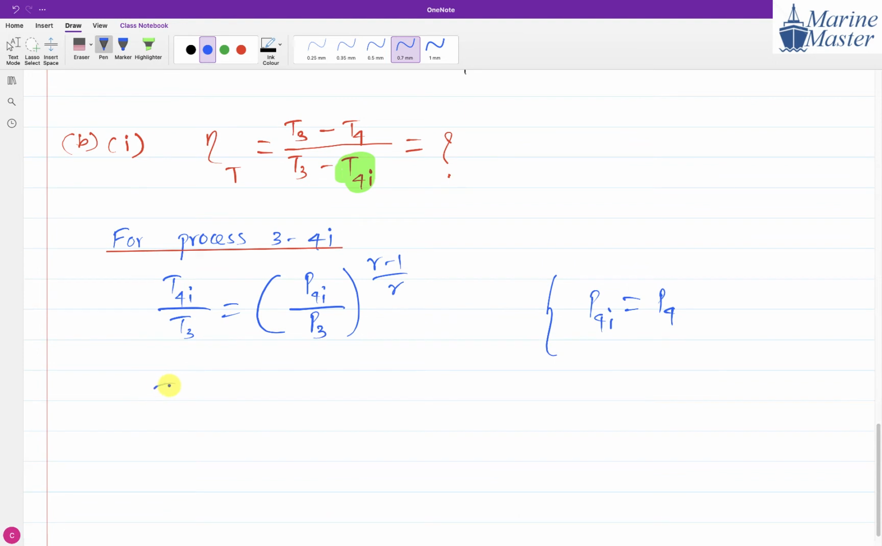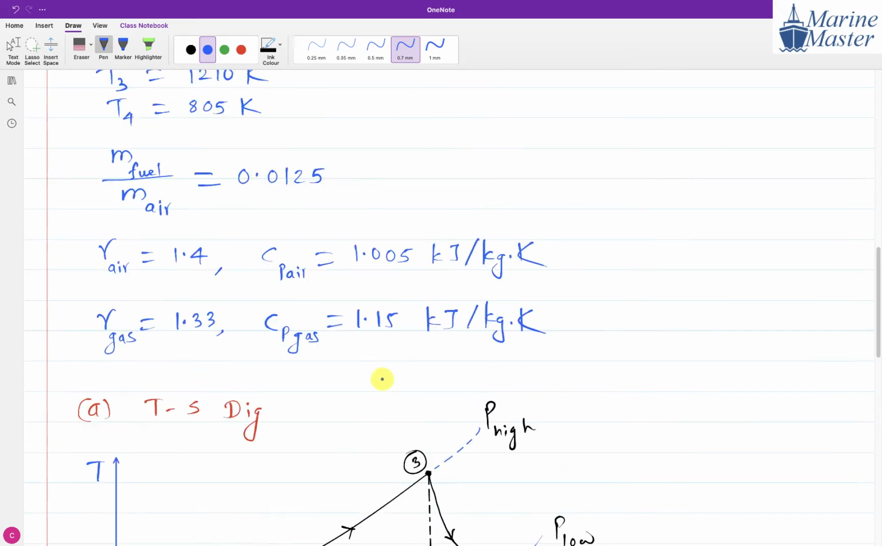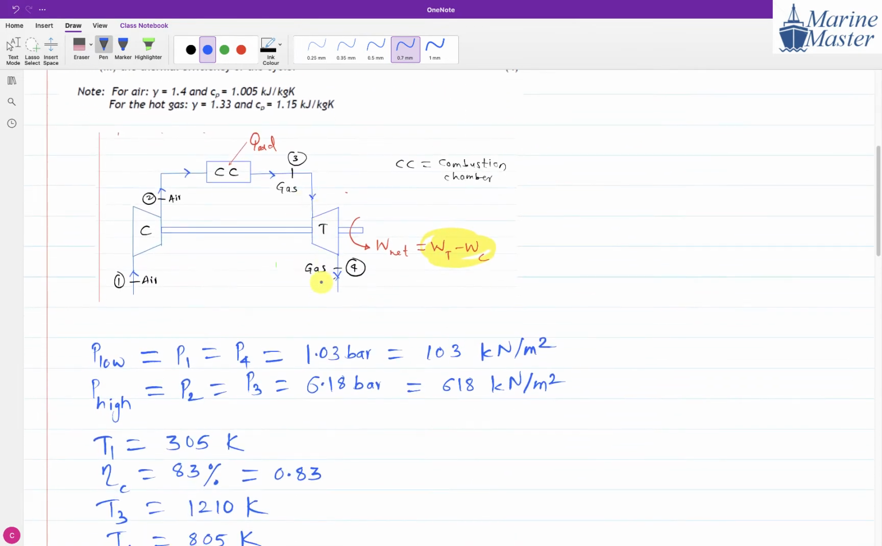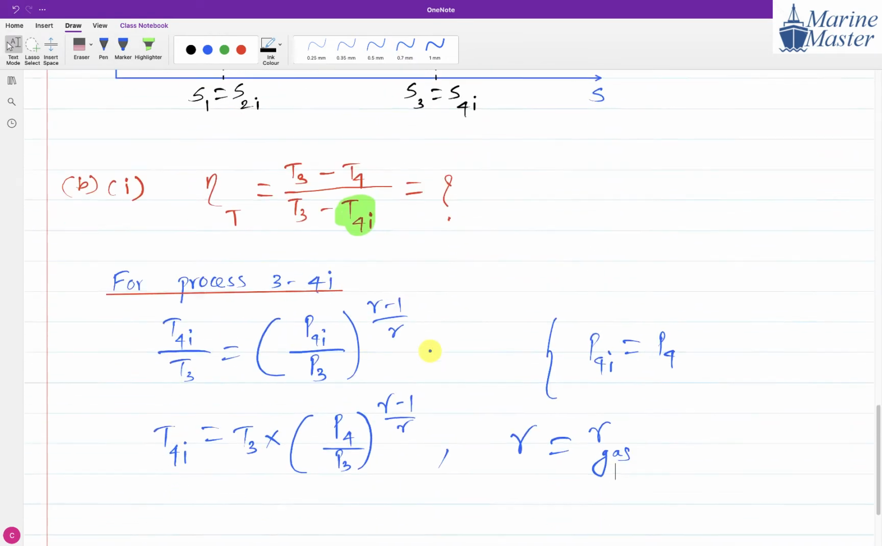So at the end, T4i will be equal to T3 into P4 by P3 raised to the power gamma minus 1 by gamma. Observe carefully and try to see the meaning of each and every term. Which gamma do we take here? Gamma of gas. Why? Because in process 3 to 4, we have gas in the turbine.